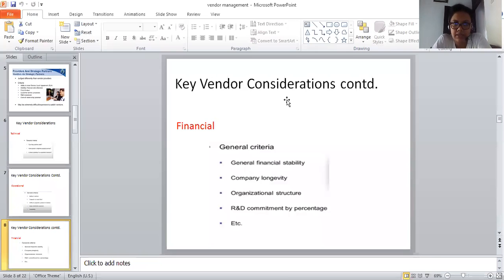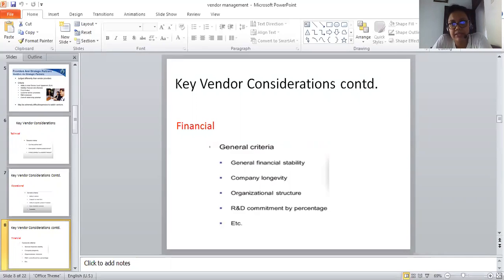So it says the general criteria that you would look into when it comes to the key considerations of financial aspects would be the general financial stability, company longevity, organizational structure, R&D commitment by percentage, and so on. When we look at these points, company longevity is about how long the company has existed. That matters to us because it tells us about the stability of the company. So if the company is going to disappear at once, we are going to be in trouble as a company.